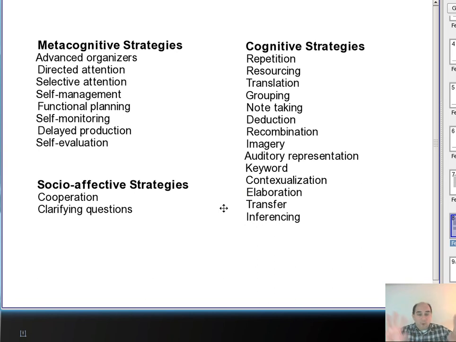Grouping. You've got a variety of bits of information and you try to categorize them to help you understand and process that information. Note-taking. If you can do deduction, you've got all these little parts and you're trying to find out what the main idea is. Recombination, where you've got all these different pieces and you're trying to put them together in different ways so that you can learn new information.